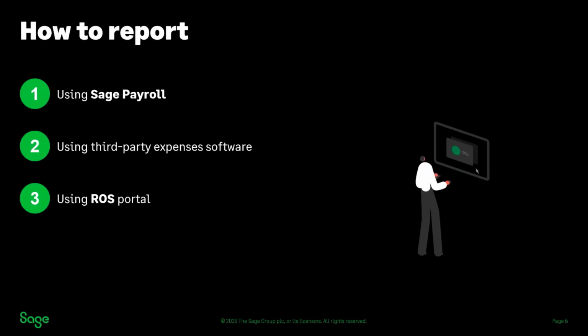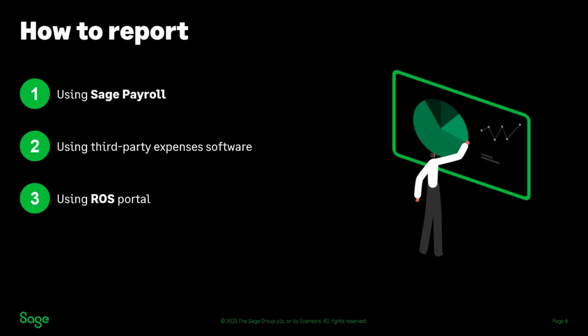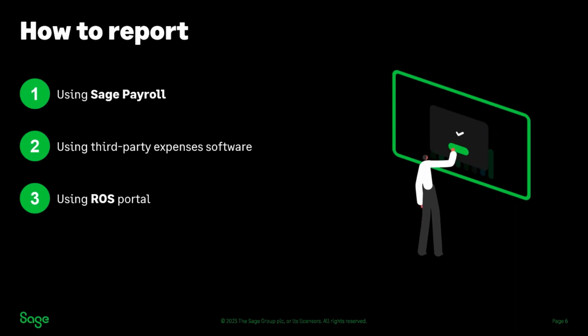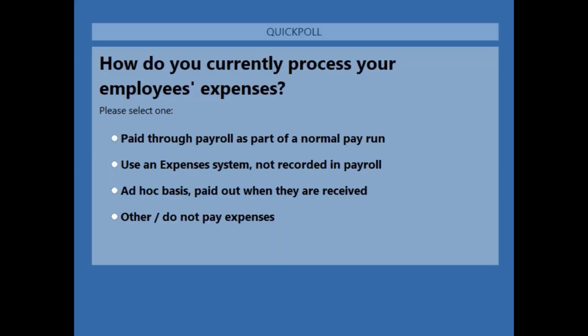So three different ways that you can report, and that leads me nicely to a poll question that we have for you, just to understand a little bit more about your background and how you currently deal with expenses. So if you take a look on your screen, I've just launched a poll, and the question for you this morning is, how do you currently process your employees' expenses?